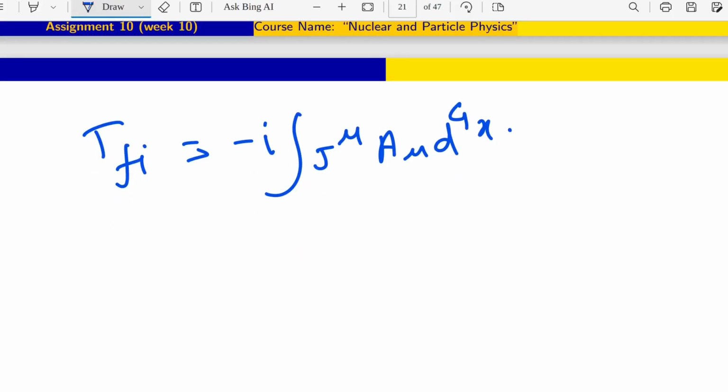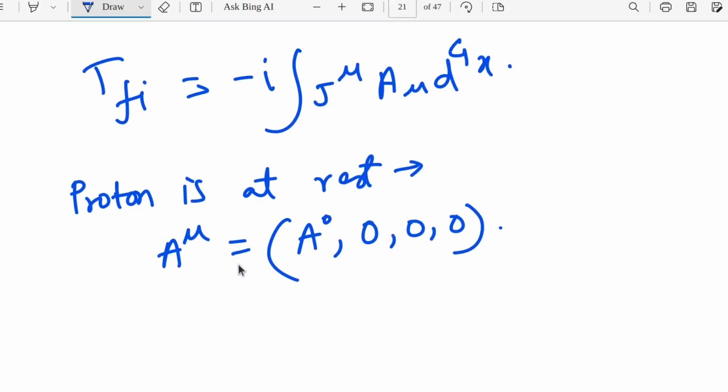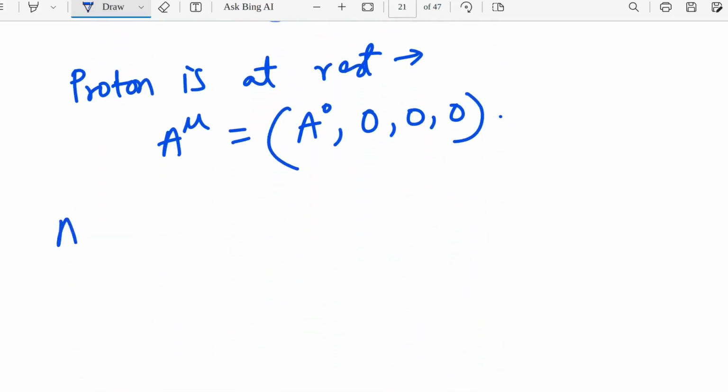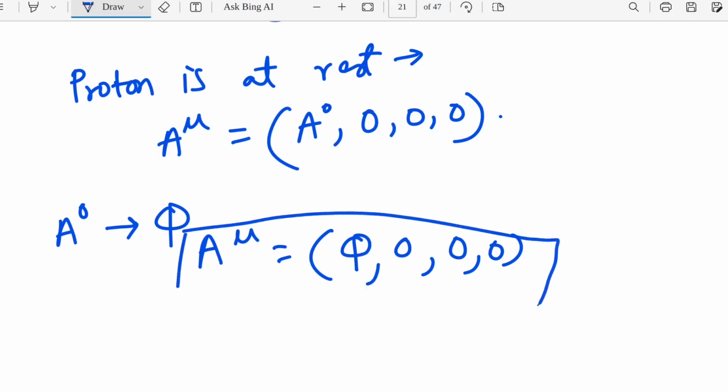The text says the proton is at rest. That means our A mu has some A0, and A1, A2, A3 will not be there because the proton is at rest. And what will be A0 here? You can see that in the question it is already written: the electrostatic potential associated with the proton is represented by the scalar function phi. That means the electrostatic potential is nothing but A0, which is written as phi. So what will be A mu here? It will be phi 0, 0, 0. Okay. So this will be the A mu expression.